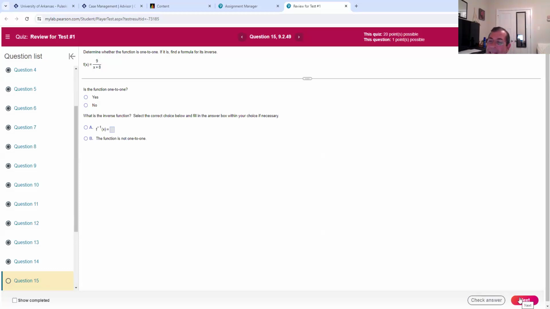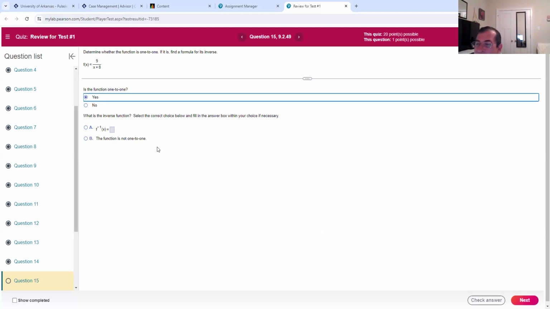So this one actually says if it's 1-to-1, find its inverse. So let me write this down. F of x equals 9 over x plus 8. Well, y'all, let me tell you this. On number 15, no matter what, you better put yes on the 1-to-1 part. Every number 15 will have an inverse. So you gotta put yes, it is 1-to-1, okay? Now we'll go solve it to get the inverse.